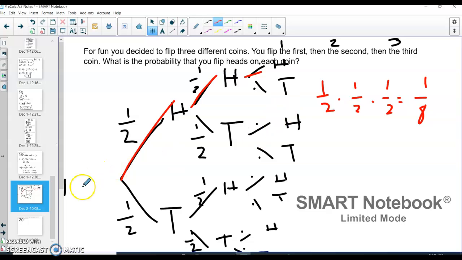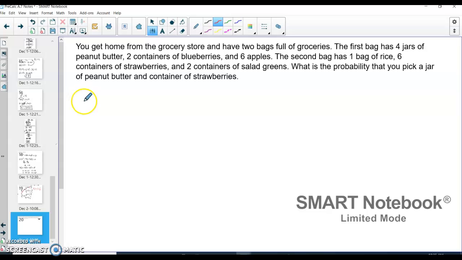Let's see another example that's a little bit more involved and that we can use the area model on. So here we have a problem that says you get home from the grocery store and you have 2 bags of full groceries. The first bag has 4 jars of peanut butter, 2 containers of blueberries, and 6 apples. The second bag has a bag of rice, 6 containers of strawberries, and 2 containers of salad greens. What is the probability that you pick a jar of peanut butter and a container of strawberries?